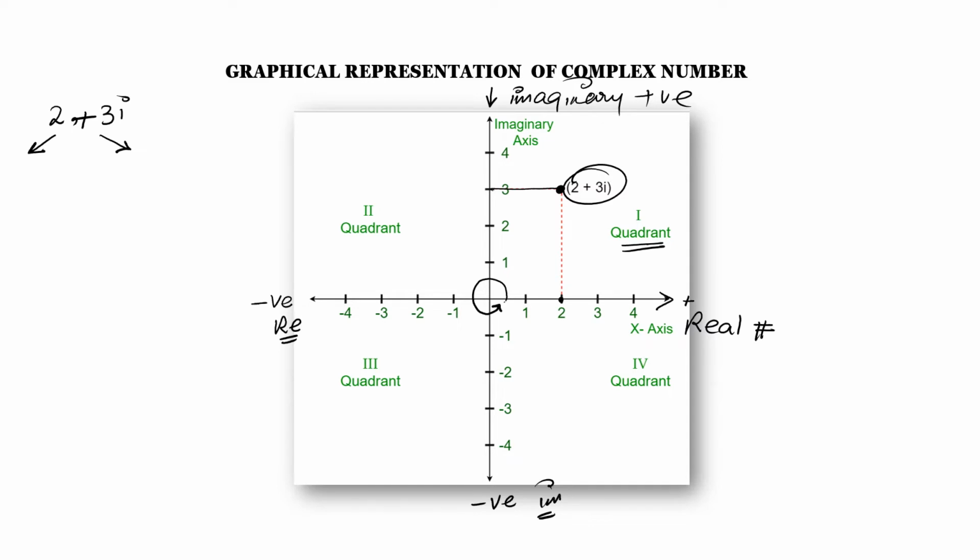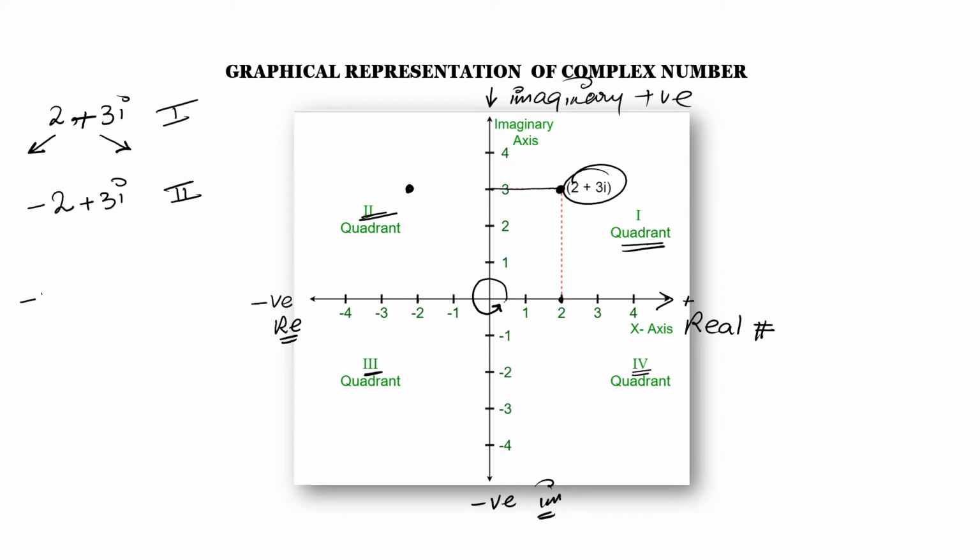So it is the first quadrant, then over here the second quadrant, then the third quadrant, and then the fourth quadrant. So let's suppose I want to write negative 2, positive 3i. So negative 2 is here and positive 3i here. So this lies in the second quadrant.